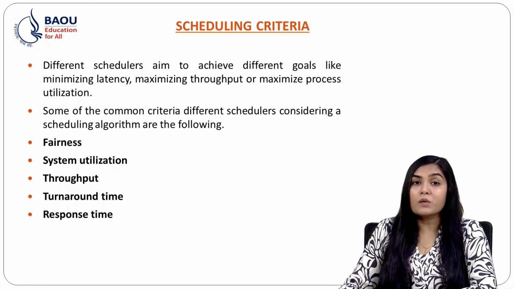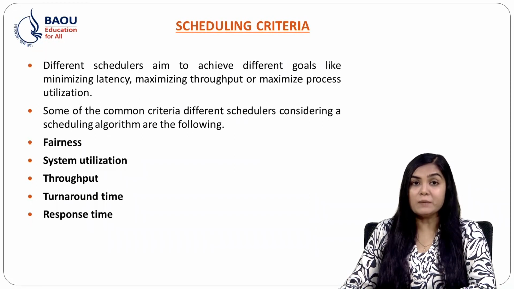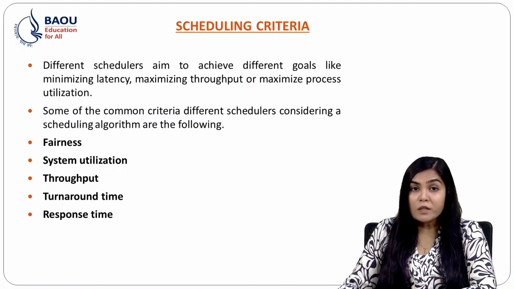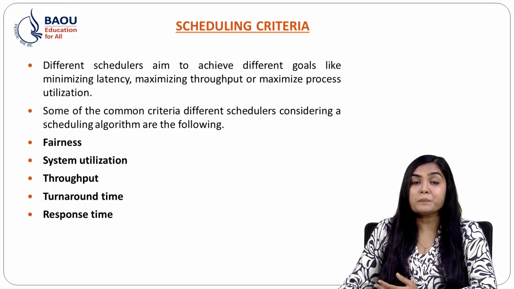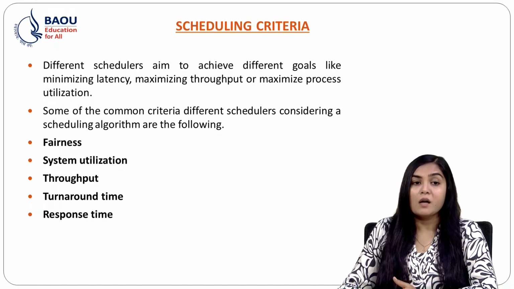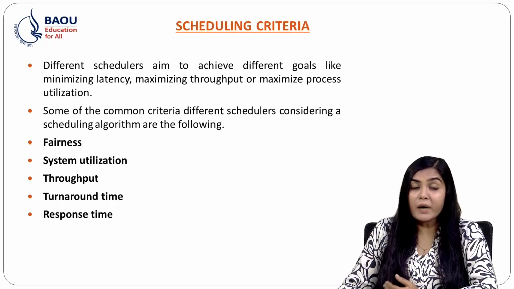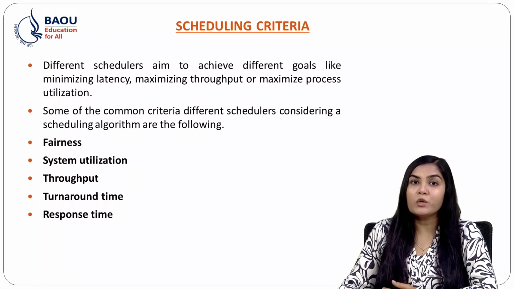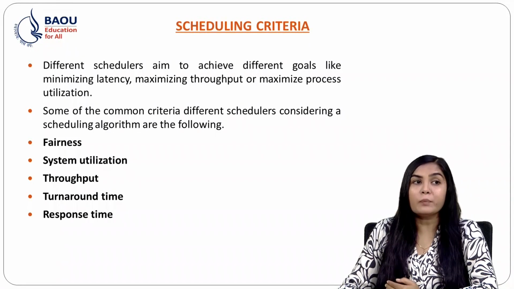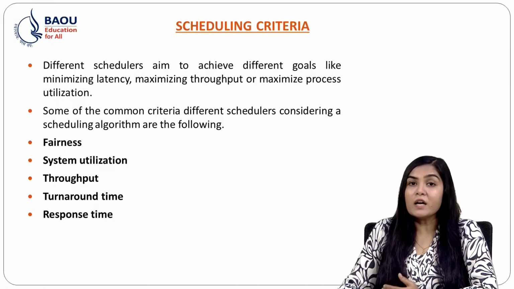So next one is system utilization. The CPU as well as IO devices of the system should always be kept busy. Keeping them executing all the time implies more operations performed per second. Third one is throughput. Throughput is the number of tasks completed by a system per time unit. The system is required to finish as many processes as possible, though the actual number depends upon the length of the processes.